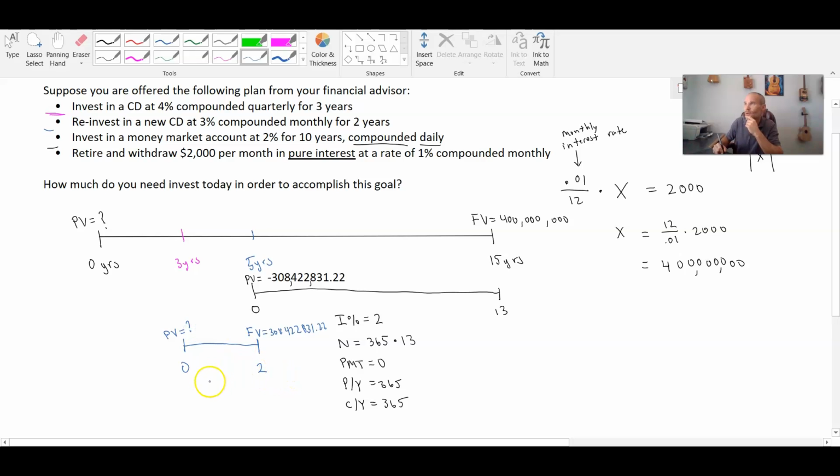My I% over that window is equal to 3. My N, well, this is compounded monthly, so this is going to be 12 times 2. That's going to be 24 months of compounding. PMT is going to be 0. PY and CY are both going to be, I'll just write PY equals CY, which is equal to 12. And now I'm going to figure out what that present value is.